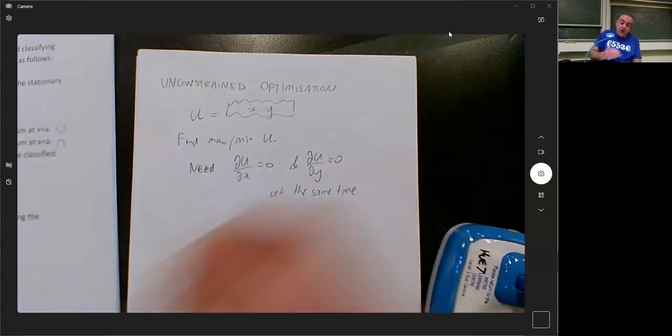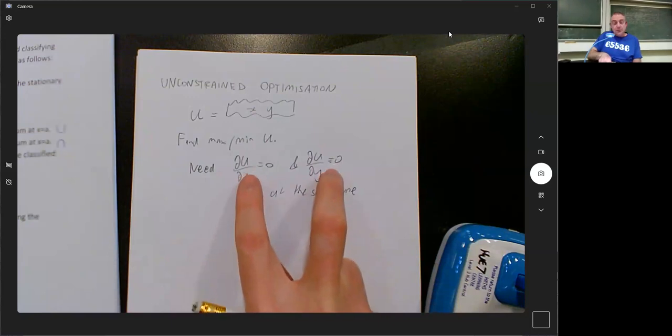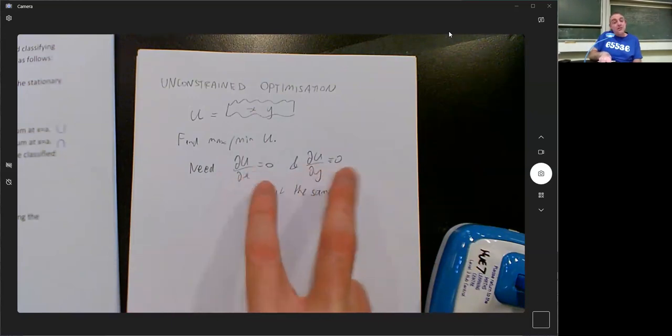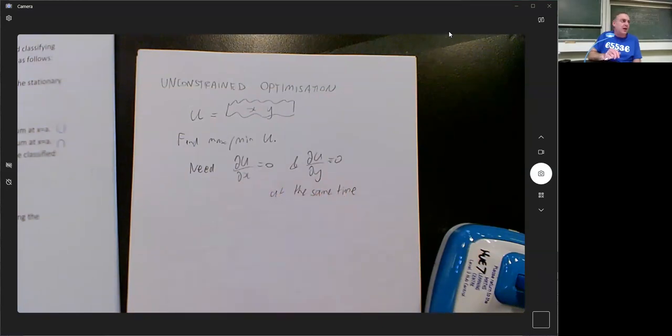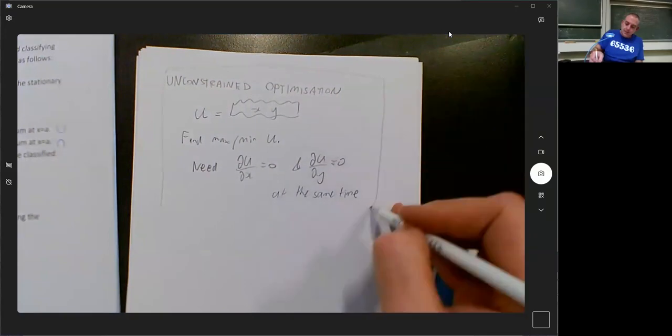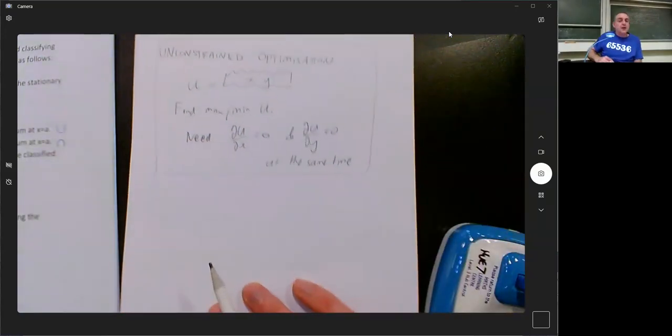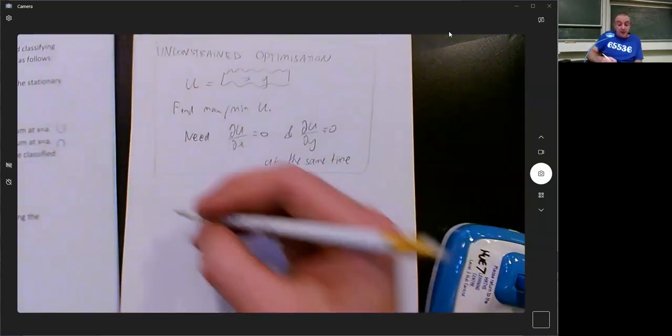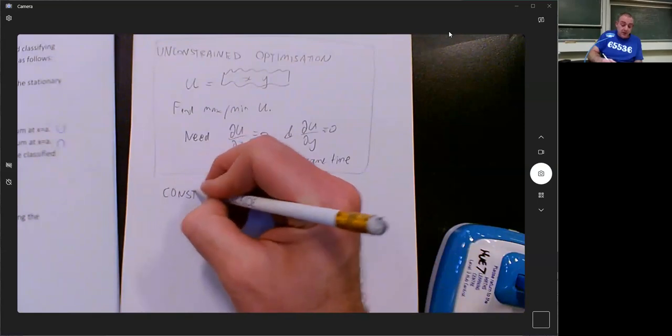And the bit that you've described as the hard bit is once you've got these two equations involving x and y, how do you put them together to figure out what the actual options are for x and y? Yeah. Just so we can compare the two of them, I'm going to write the other one down. Constrained optimization.